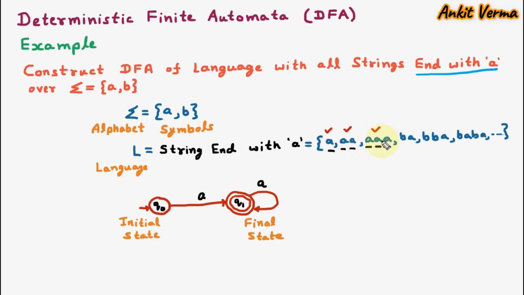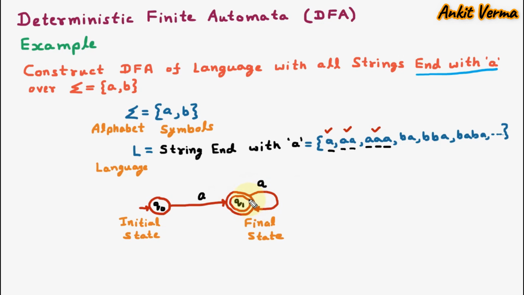In a similar manner, 4 times A, 5 times A or any number of A will be accepted because at the last we are having A. So this is solving our purpose. But here Q0 is addressing A while B is missing, and Q1 is addressing A while B is also missing. So that means we still have to work on the DFA.